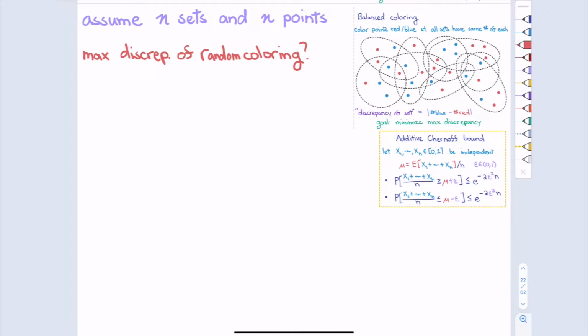So if I did a completely random coloring, what is the discrepancy I will get just from applying the additive bound? Square root. Log? We get a log something. Okay.